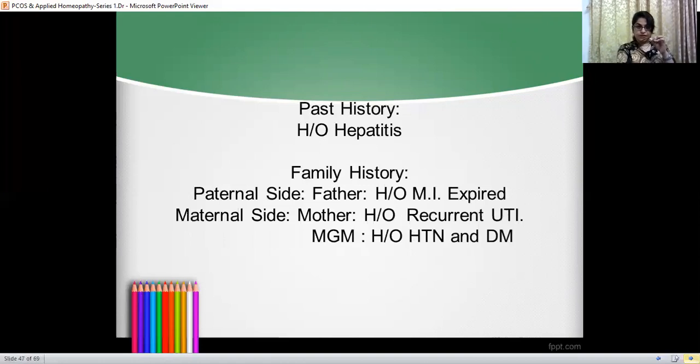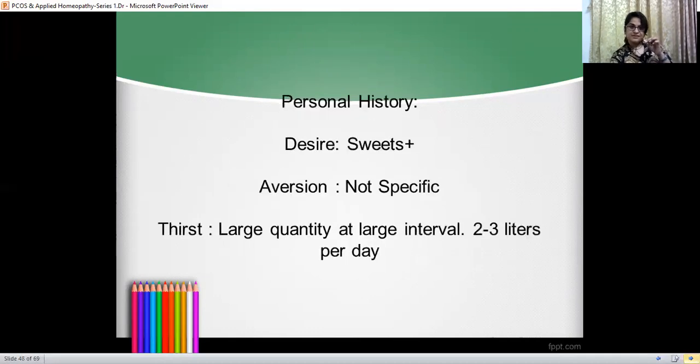For past history, I inquired about history of hepatitis. Family history: father expired by heart attack; on the maternal side, mother is suffering from recurrent UTI, and there was also hypertension and diabetic history in her family. Personal history was nothing much specific: desire sweets +1, aversion not specific, thirst was good.